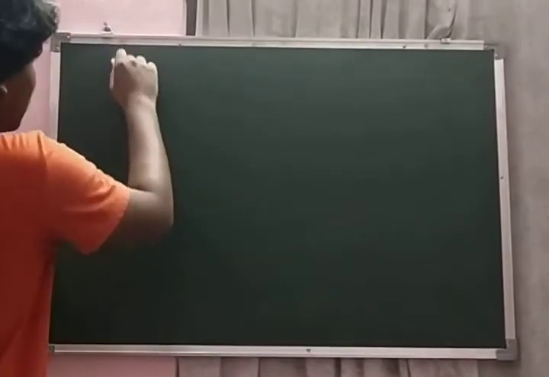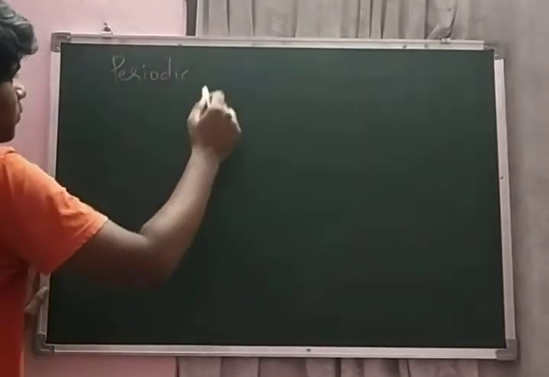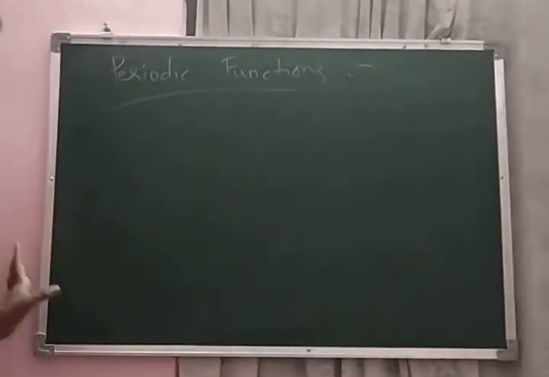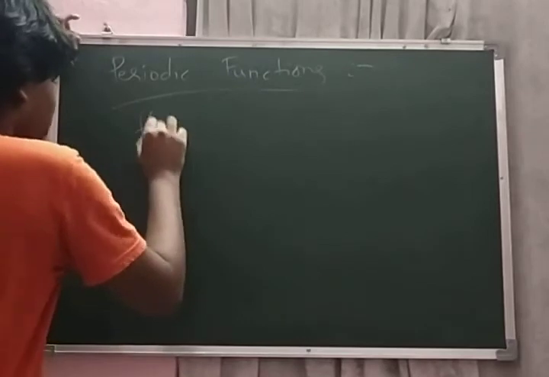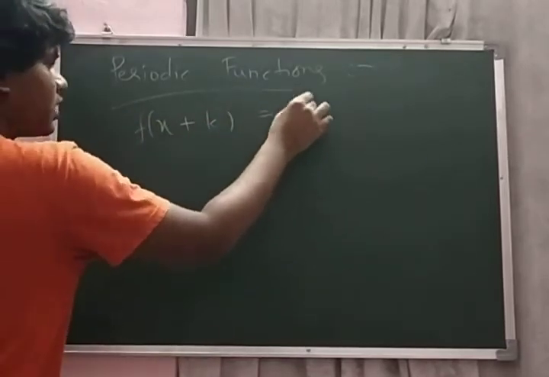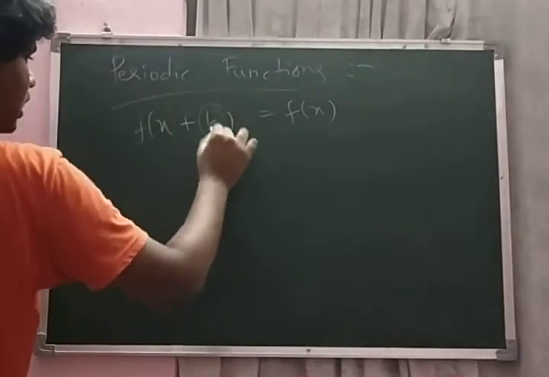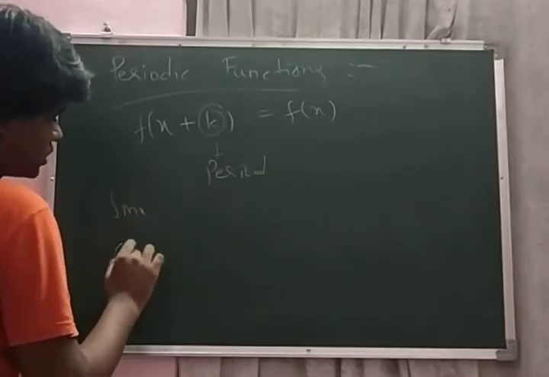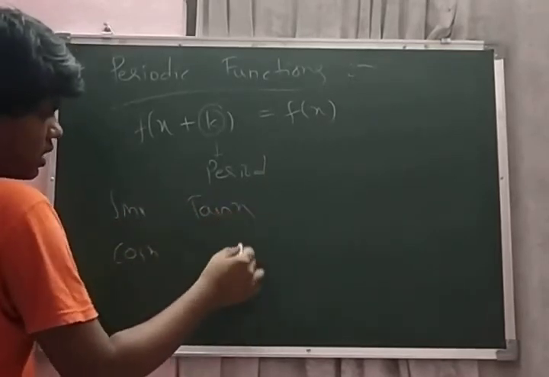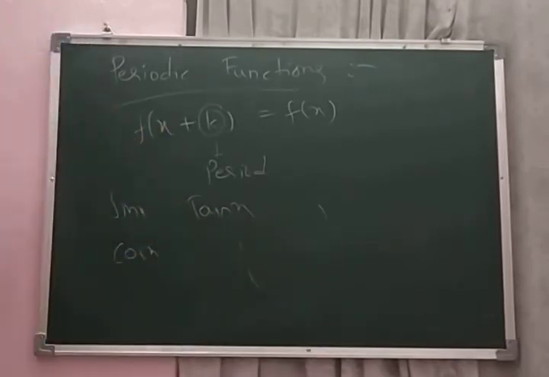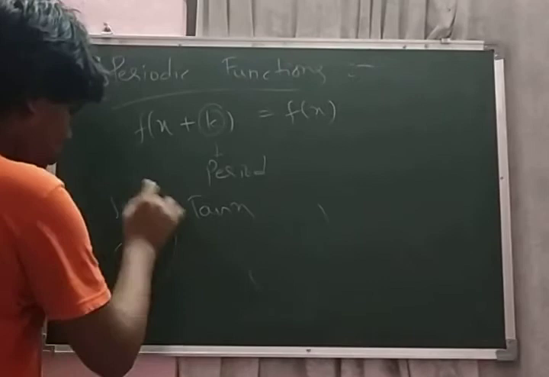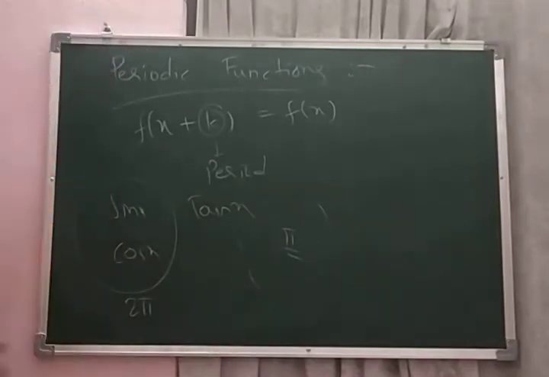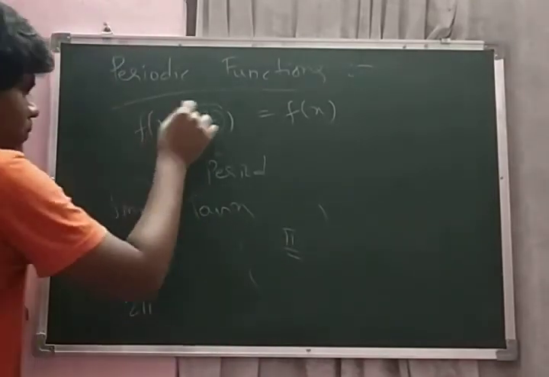So now periodic functions. Periodic functions are mainly applicable to the trigonometric terms. If f of x plus k is equal to f of x, then it is called a periodic function, where k is the period of the function. For example, sin x, cos x, tan x, and so on. What are the periods? For sin x and cos x it is 2 pi, and for tan x and cot x it is pi.